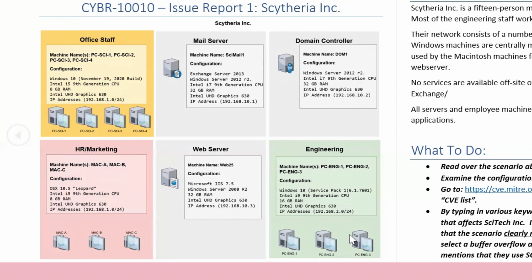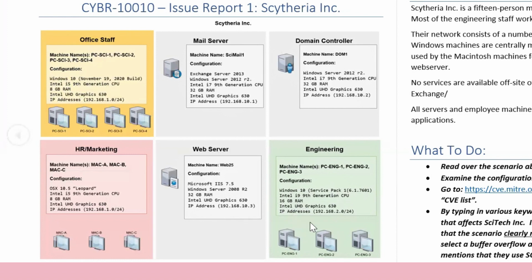Then engineering also makes use of Windows computers. We can see Windows 10. These people use Windows 10, but they are on the service pack version. This is the version number. And then they have Intel i9 9th generation, 16 gig RAM. So the engineering department is using more RAM compared to the office staff, which is 8 gig RAM.